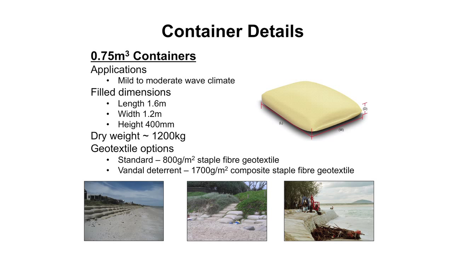Okay. The next container size was the 0.75 cubic meter containers, and those were used extensively along the east coast of Australia for a number of years. This was primarily because that was the size of container that could be filled and placed easily, and we didn't have a great deal of knowledge on the stability of these structures. What we're seeing now with experience is that these structures can be used in open exposed or beach environments, but they should be sheltered beach environments.